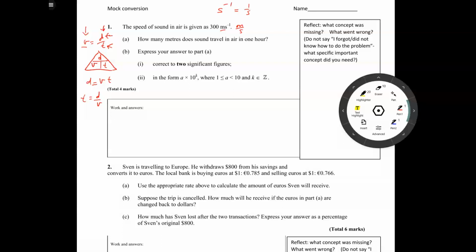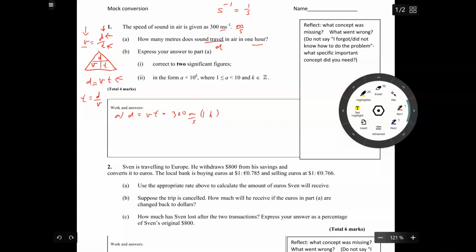So, if I want to know how many meters does sound travel, that is equal to the distance, right? In 1 hour. So what I want to know is distance equals V times T, like this equation says. And what is my V? My V is 300 meters per second. And what's my T? My T is 1 hour. So I multiply 300 meters per second times 1 hour. Now if I do that, do you see how I can't cancel out the seconds with an hour? I need to convert my hours to seconds.